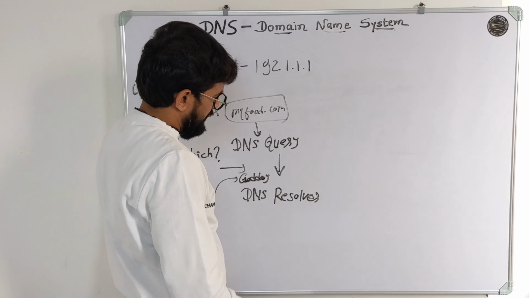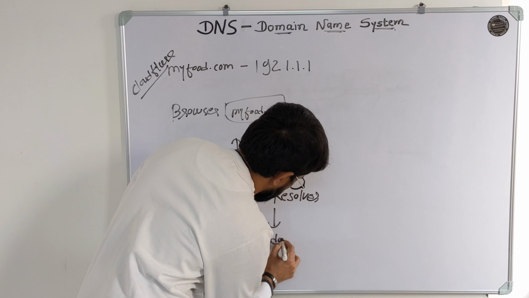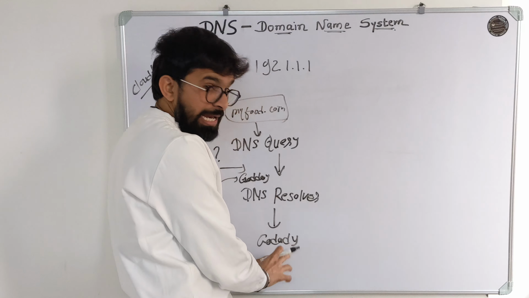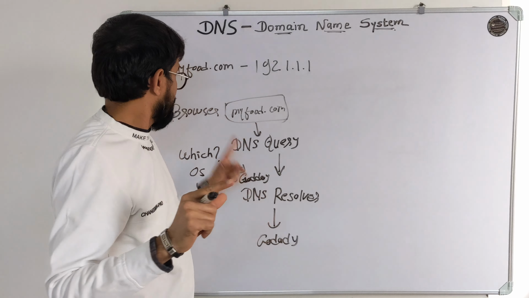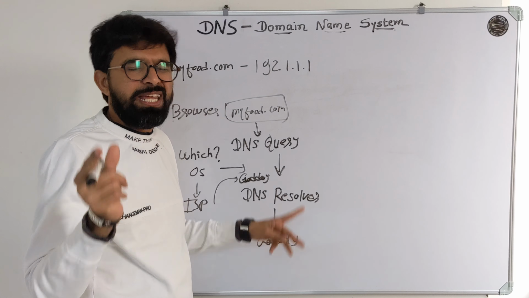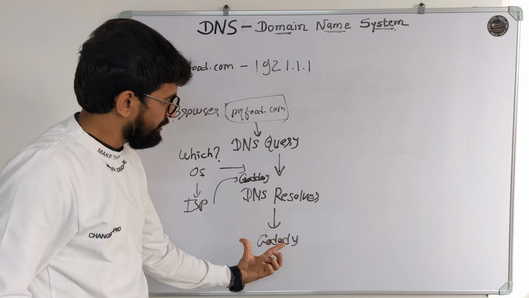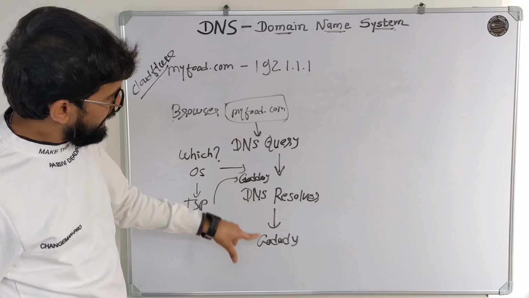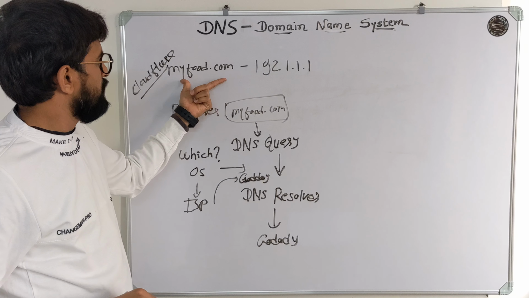Now the query comes to GoDaddy. This GoDaddy is the DNS resolver. As I said, GoDaddy provides both DNS service, I mean authoritative service, as well as the DNS resolver service. We'll discuss more on that. Here GoDaddy is acting as the DNS resolver, and the query came to GoDaddy asking for the IP address of myfood.com.